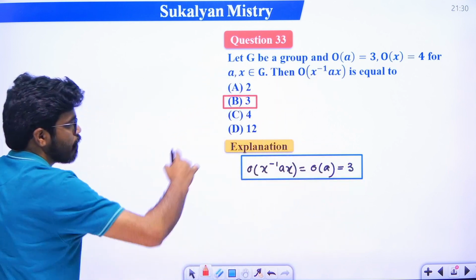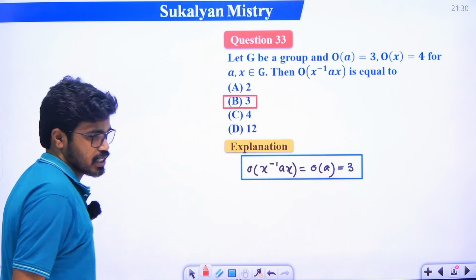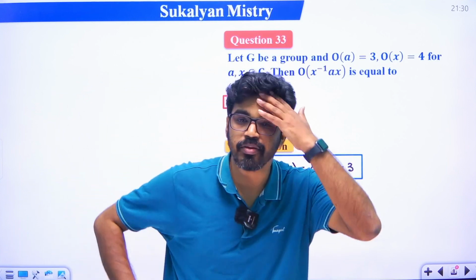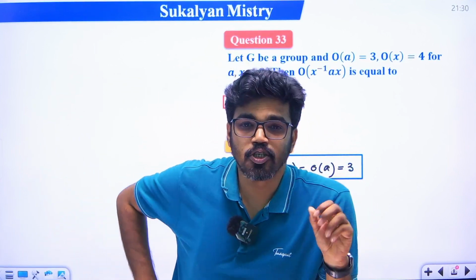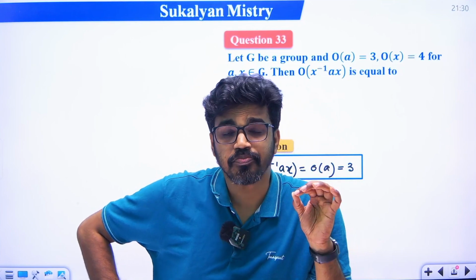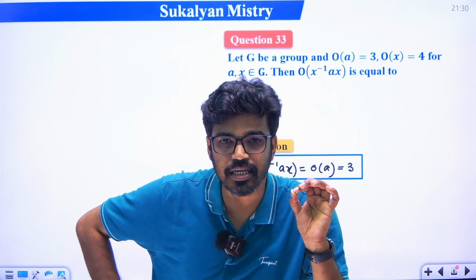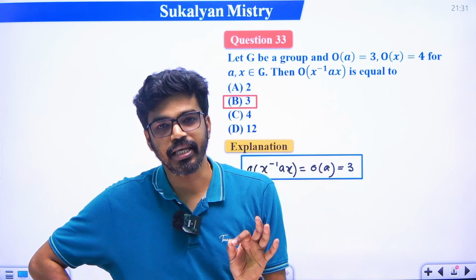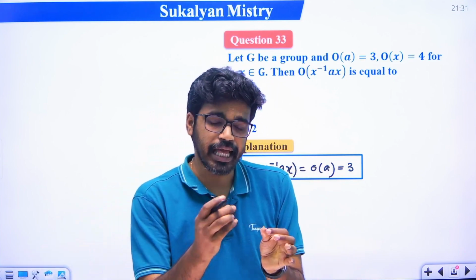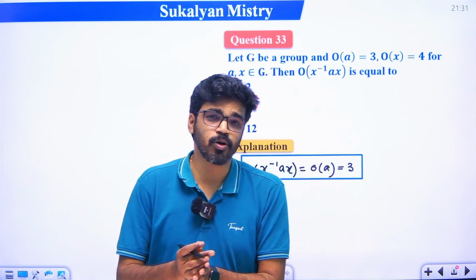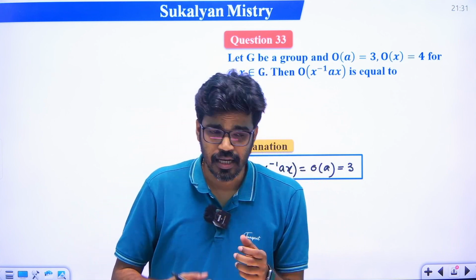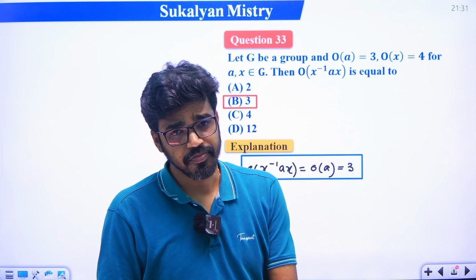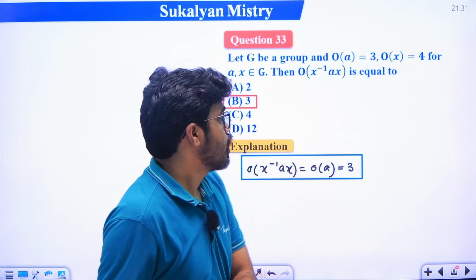We have to calculate the order of X inverse AX. What is the definition of the order of an element? An element A is said to be of order n if n is the least positive integer such that a to the power n will be e. Okay? That means if by multiplying a minimum n times I get the identity element, then the order of A will be n, right?